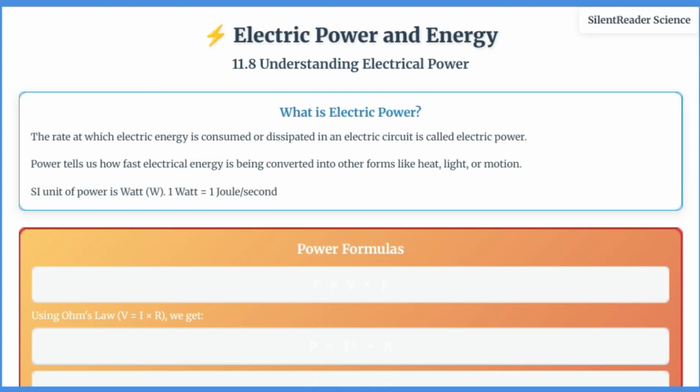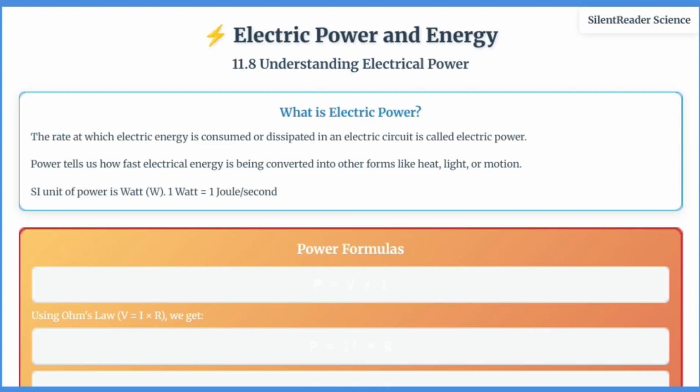Now let's understand electric power, which is the rate at which electric energy is consumed or dissipated in an electric circuit. Power tells us how fast electrical energy is being converted into other forms like heat, light, or motion. The SI unit of power is watt, where 1 watt equals 1 joule per second. We can calculate power using several formulas. P equals V times I, or using Ohm's law we get P equals I squared times R, or P equals V squared divided by R. For example, a 60-watt bulb converts 60 joules of electrical energy to light and heat every second.